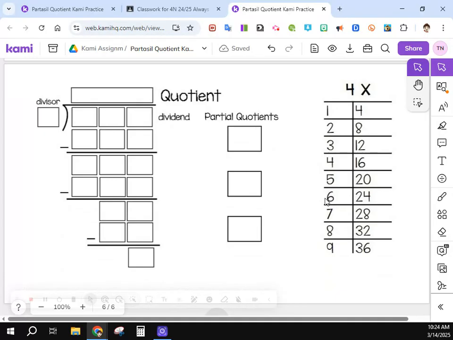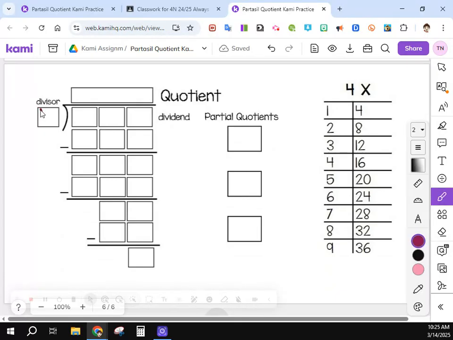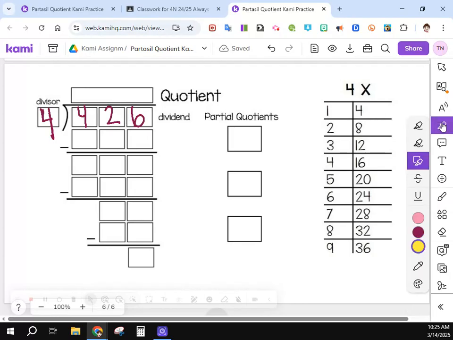So what is our divisor? 4. Plug it in. This is also a great way for you to practice at home. You don't need teachers to give you papers. You can create your own. So we're going to create our own dividend. Someone give me a 3-digit dividend. 426 is our dividend.